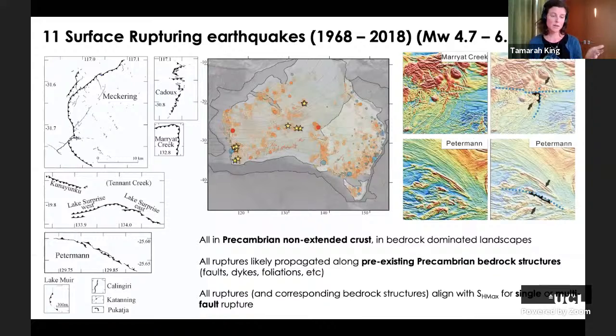So the largest was the Meckering earthquake, which is 37 kilometers long, down to the Pukacha, which is only 1.5 kilometers long. And in the center map there, all of those yellow stars show you that all the surface ruptures occurred in the center and west part of the continent. Something that I forgot to say on the last slide is that the center and west part of the continent, that middle gray area, is the oldest part of the continent.